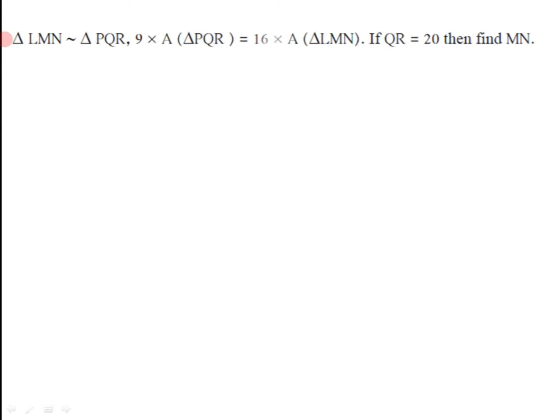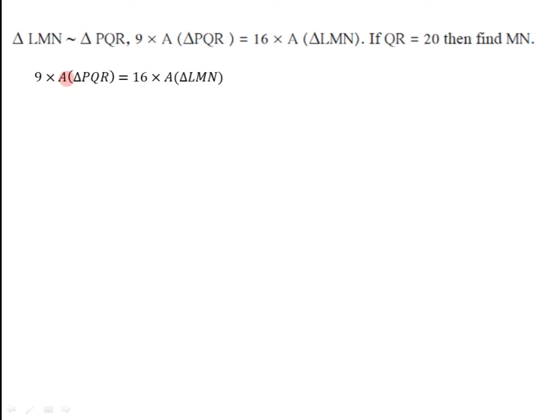Let us solve another question. Triangle LMN is similar to triangle PQR. 9 into area of triangle PQR is equal to 16 into area of triangle LMN. If QR is equal to 20, then find MN. So again, triangle LMN is given to be similar to triangle PQR. So start with that, and the relation between the areas of these two triangles is given. That is 9 into area of triangle PQR is equal to 16 into area of triangle LMN.